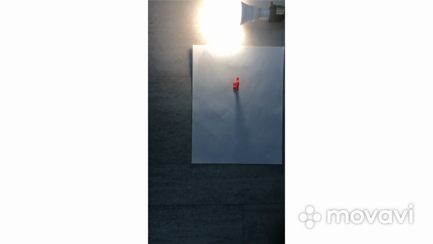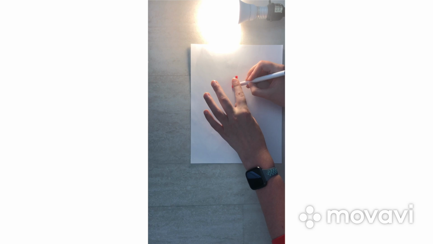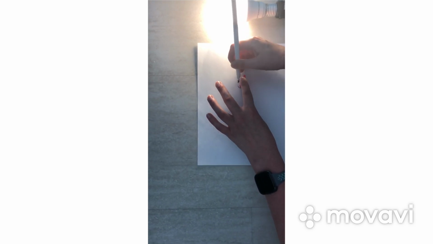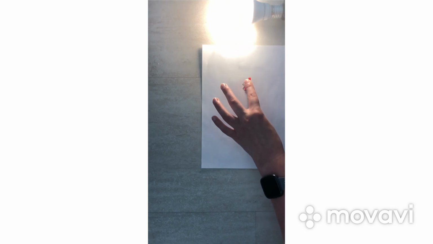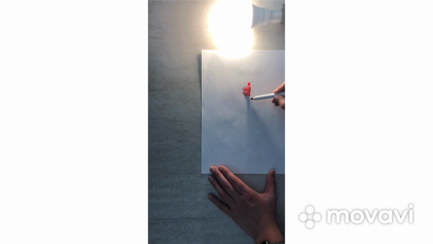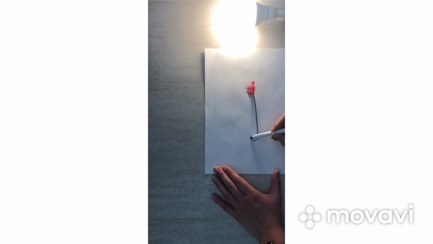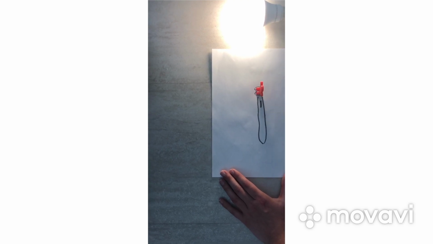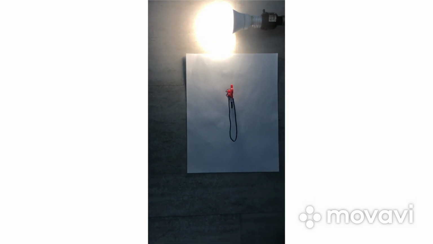I'm going to trace the outline of where they are standing to make sure they stay in the same exact spot each time. Next, I'm going to trace the shadow that they cast. And you're going to draw the number 1 for your first shadow, so you know that happened first.